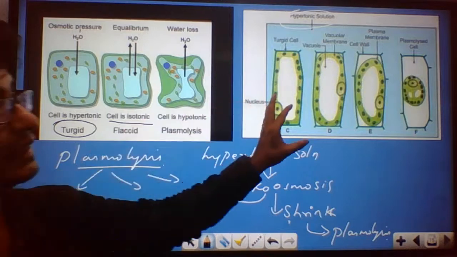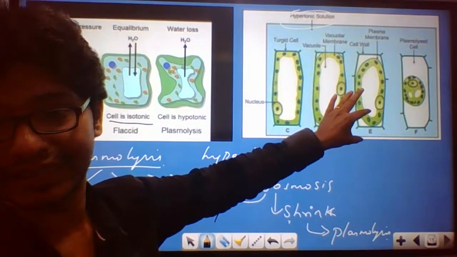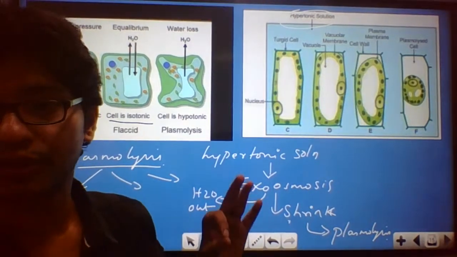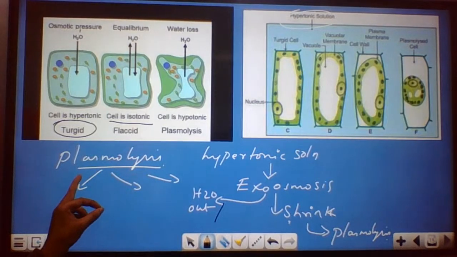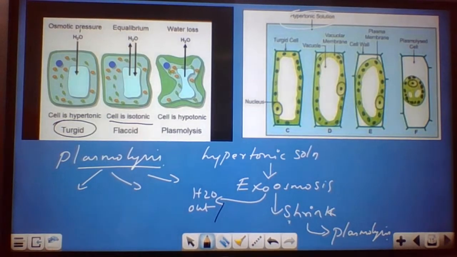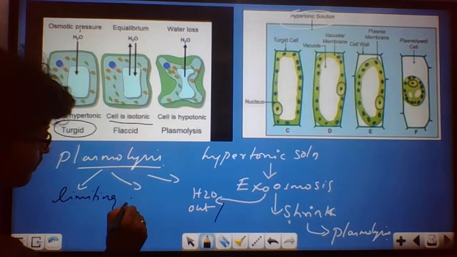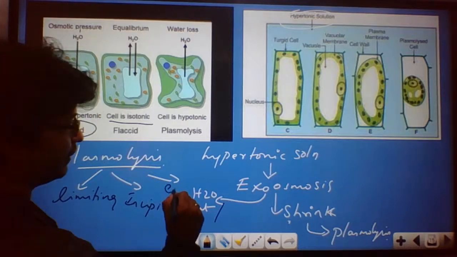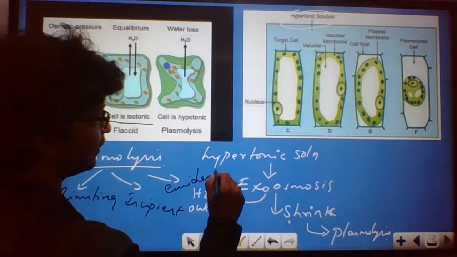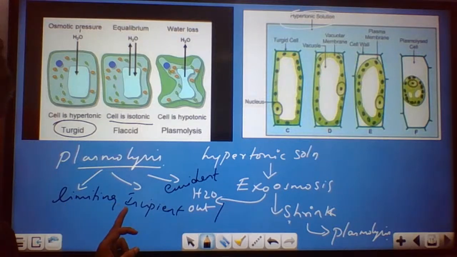Based on the size of the protoplasm that you can see, especially in the case of a plasmolyzed cell, what are the three types of plasmolysis? The three types are limiting, incipient, and evident. There are three types of plasmolysis: limiting plasmolysis, incipient, and evident.